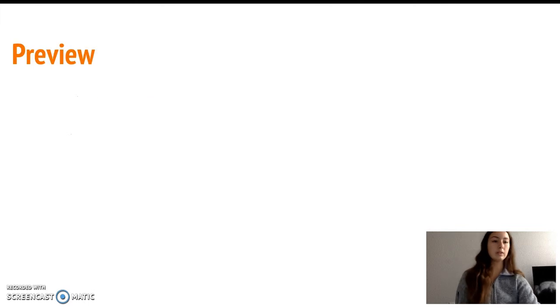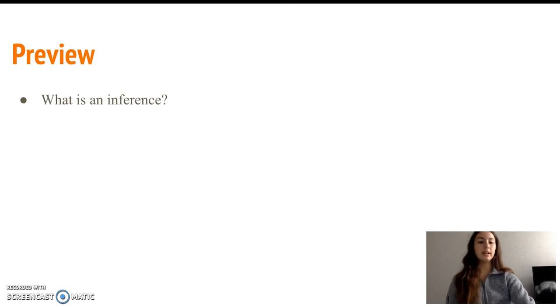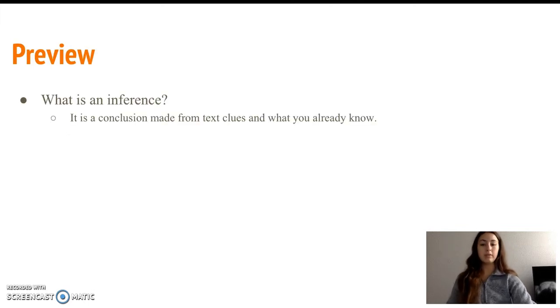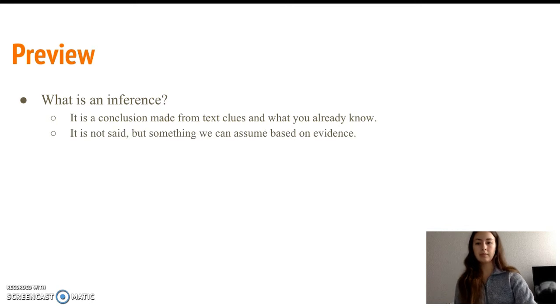So now we're going to preview our lesson for the day. So what is an inference? An inference is a conclusion made from text clues and what you already know. So you're taking our background knowledge, which we just talked about, and then taking the clues that we get from the text, putting them together and making sort of an educated guess. It's not something that is said, but something that we can assume based on the evidence that we have from the text clues.